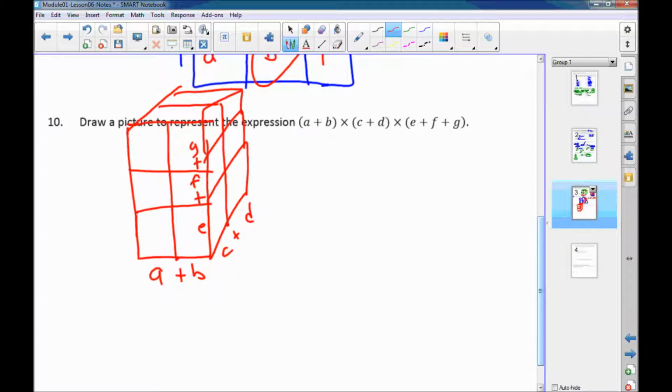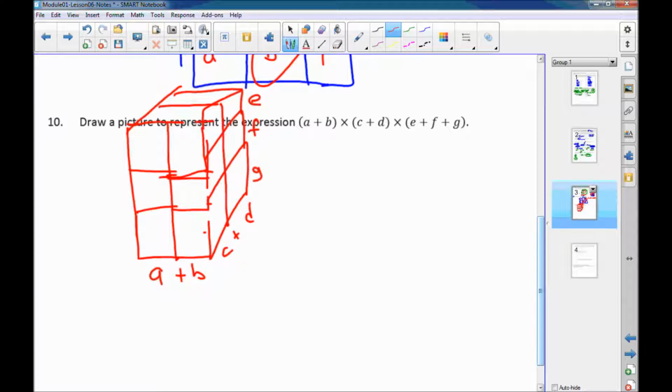Let's see, I still need a line going down this way. I should probably put the G, F, E out here to make it easier to see. There are 6 in the front boxes and then 6 behind boxes. And we have to find the volume of each one of those little cubes to figure out what our total volume is.